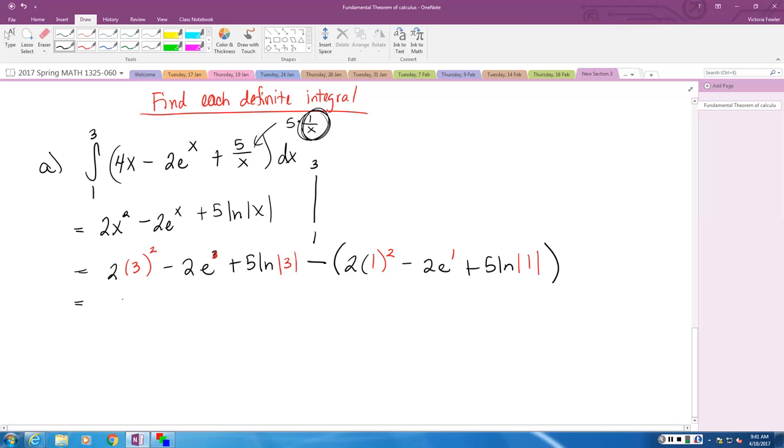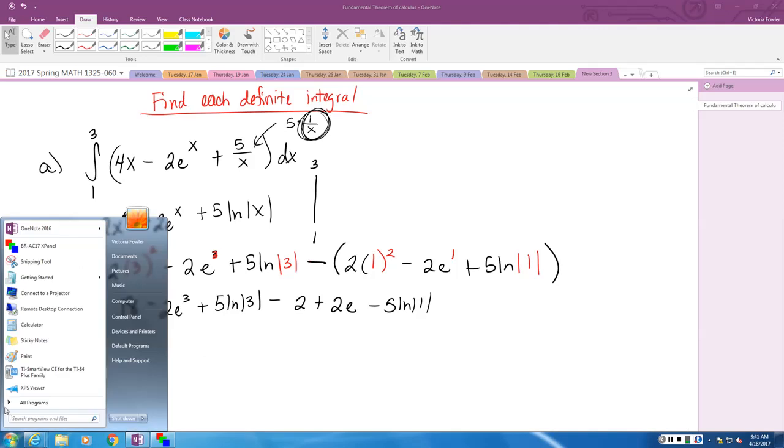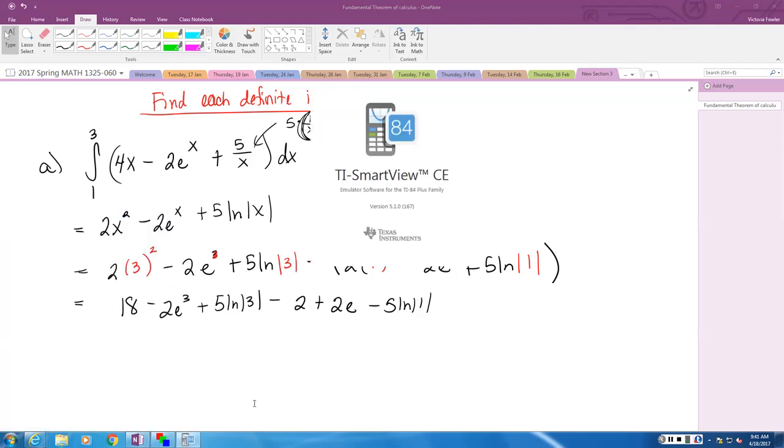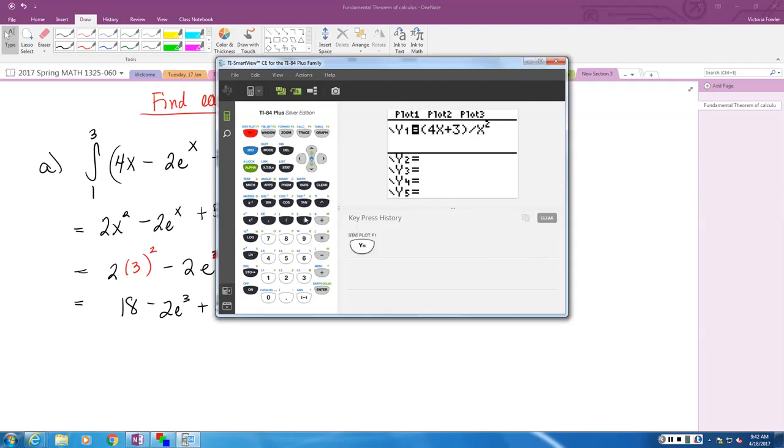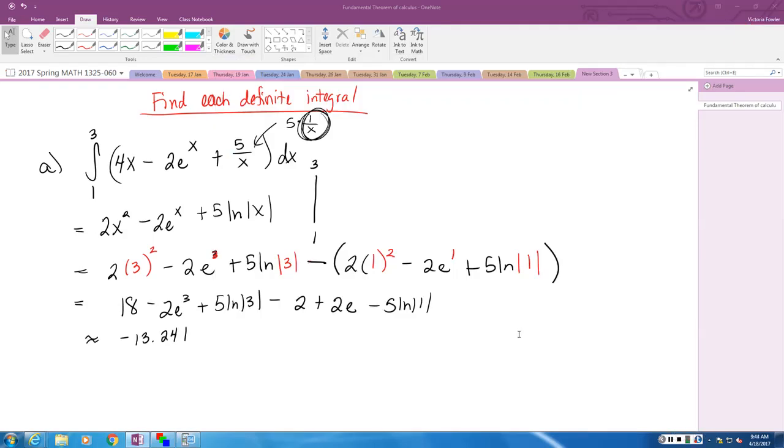Okay, so I'm going to go through. I'm going to have, what is that, 2 times 9 is 18 minus 2e cubed. And you pull out your calculator and you check yourself 3 times. And let's take it out to the thousandths place. All right, so any questions on that one? Negative 13.241.